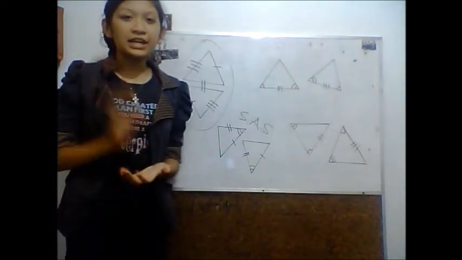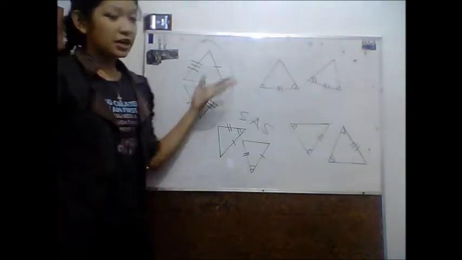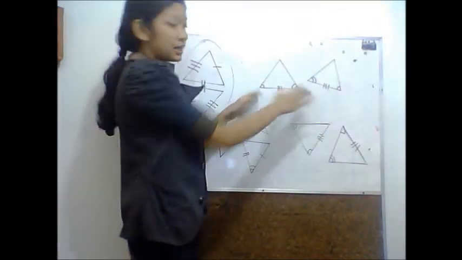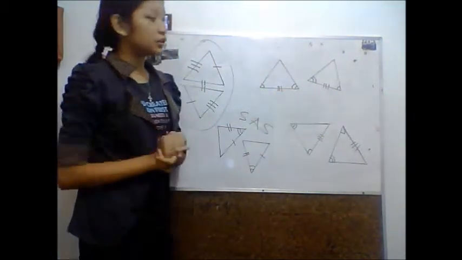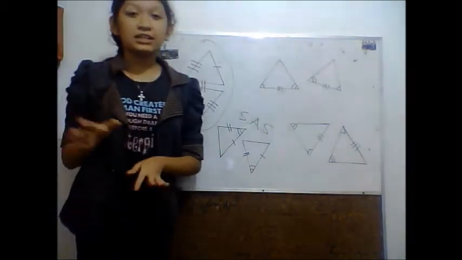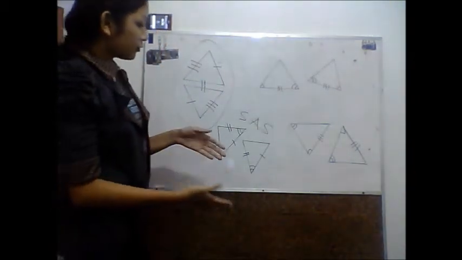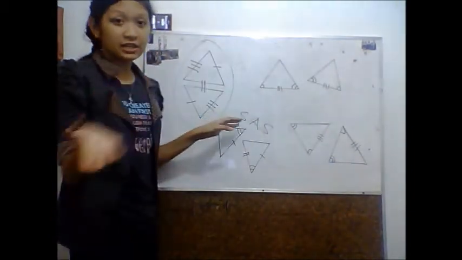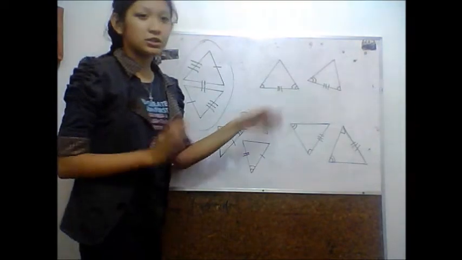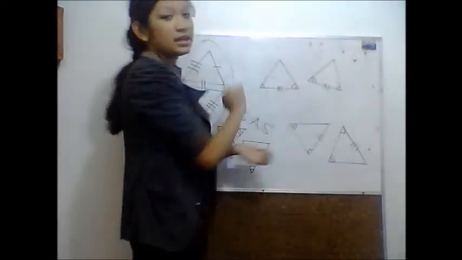And our third example is, if we look here, we have an angle, a side, and another angle that are congruent. We call it ASA. There is a key that I have there. Here we have two sides and an angle between, and here we have two angles and a side between. So this is called ASA.